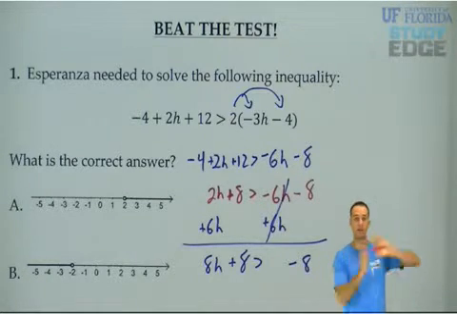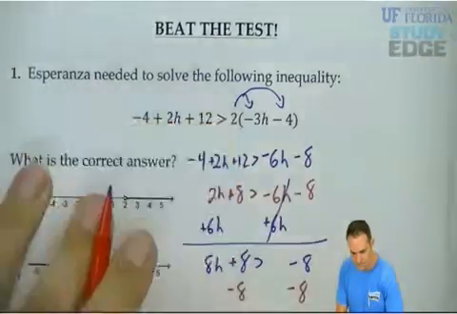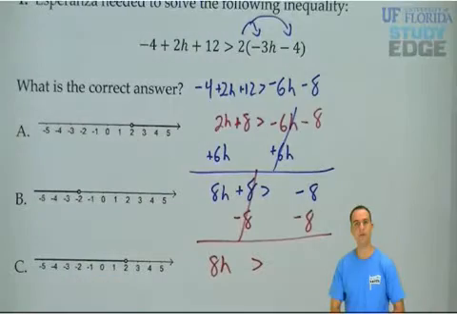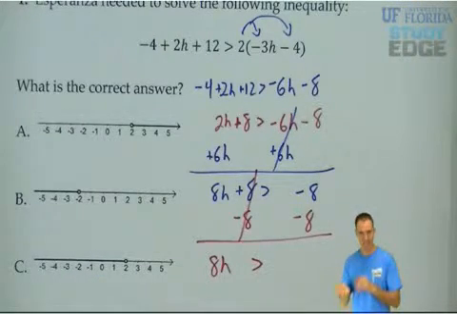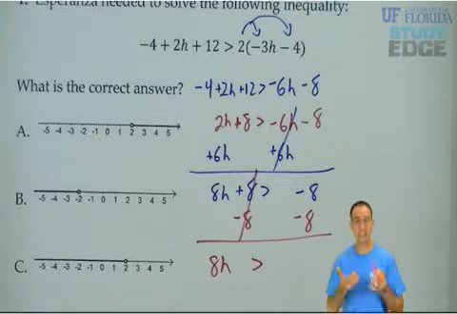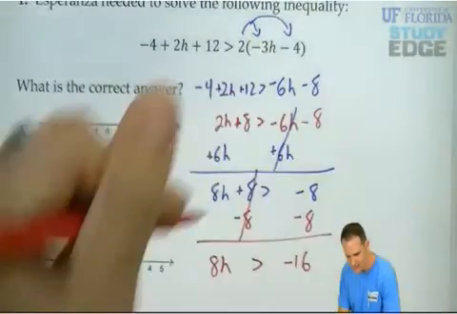Variables to one side, numbers to the other. Instead of adding 8, I'm going to subtract 8 from both sides. 8h is greater than negative 8 minus 8 more. Remember, in this case, you're going to add and keep the sign. Negative 8 minus 8 more is going to be negative 16.